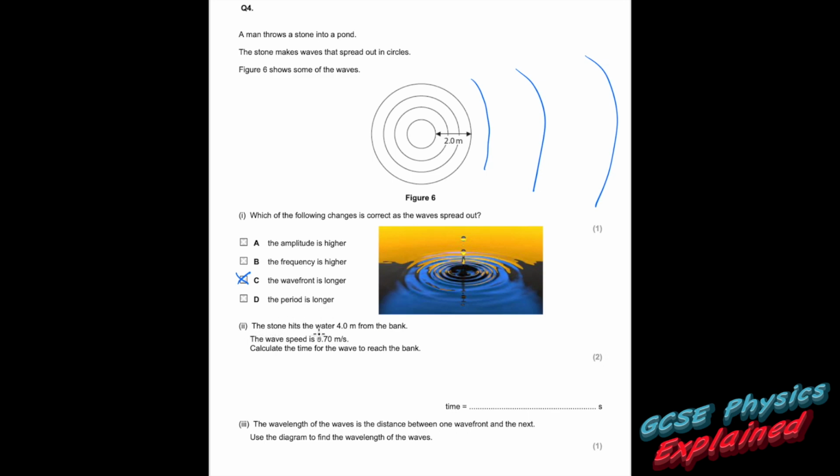Part 2. The stone hits the water 4 meters from the bank, so that's a distance. The wave speed is 0.7 meters a second, so that's a speed. Calculate the time, so time is question mark, for the wave to reach the bank. Now this is something that I often do. Write down what you know when you know it. So we've got D and S and we want T. So is there an equation that links D, S and T? Yes, there is. Speed equals distance over time. So rearrange that to get the time. So therefore the time is going to be the distance divided by the speed.